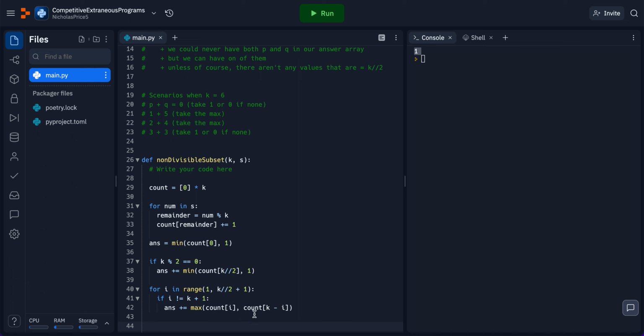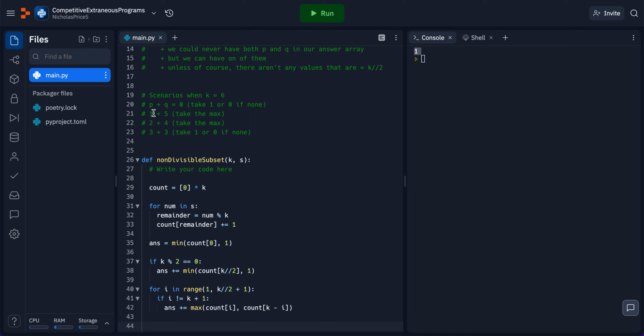Okay, so we only want to take the maximum of these two values. They are reciprocals of each other in terms of how far they are away from k. So k minus i. What's k minus i? Well, that's 5. And we only want to take the maximum of those two occurrences. If 1 occurs more times than 5, we want to add to our subset array the occurrences of 1. If 5 occurs more than 1, we want to add the occurrences of 5. We never want both. We want to take the one that occurs more. So that will suffice for these two.